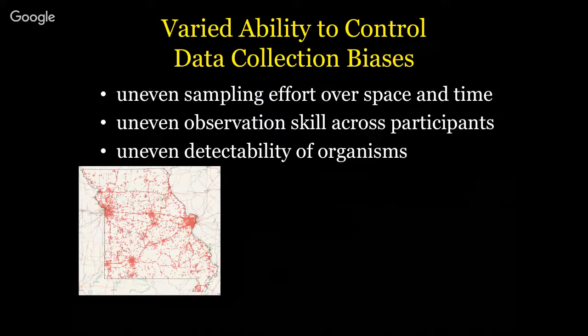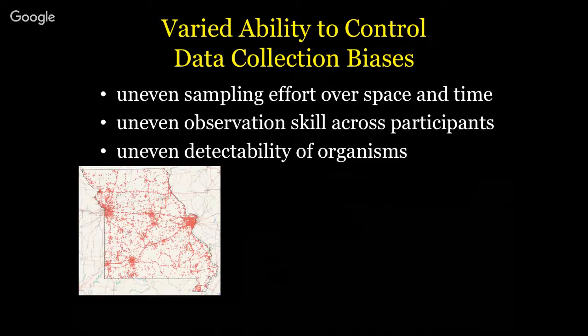One of the key issues with citizen science projects, as well as all monitoring projects, is really attempting to control for data collection biases, which are inherent in any kind of monitoring project. So some of the data collection biases, for example, that we experience is uneven data collection over space.